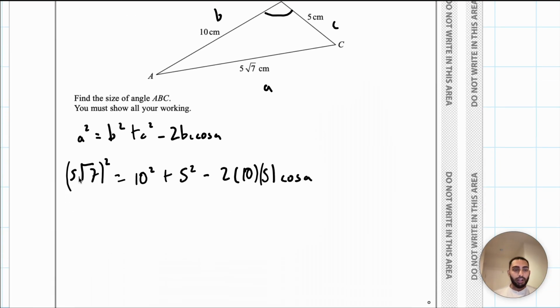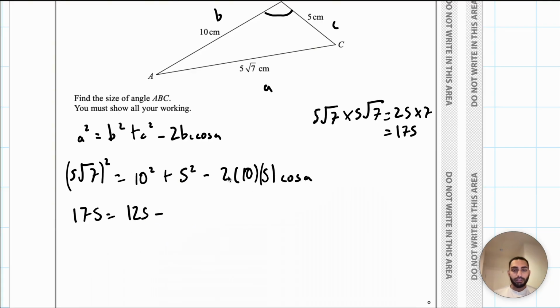Let's just simplify this. I've got 5 root 7 multiplied by 5 root 7. The 5 and the 5 will multiply to make 25. And root 7 times root 7 becomes 7. So it becomes 25 times 7. 25 times 4 is 100. I need 25 times 3, which is 75. So it's 175. So 175 is equal to 10 squared, which is 100, and 5 squared, which is 25. So that becomes 125 minus 2 times 10, which is 20. 20 times 5 is 100, so it's negative 100 cos of A.